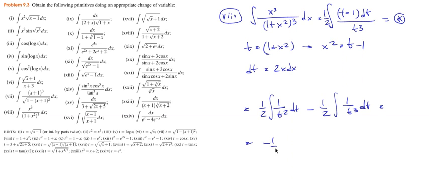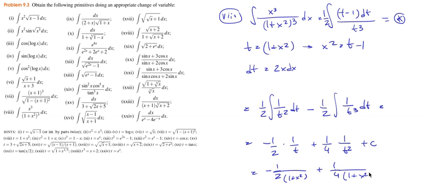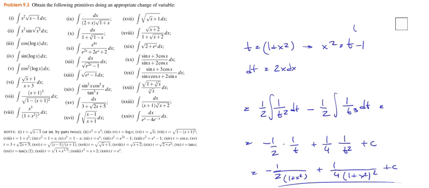Now this is minus 1 over 2 times 1 over t, and this is plus, and then you have the primitive of this is 1/2 of this, so 1/4 of 1 over t squared plus c. Now if you undo the change of variable, you have 1 over 2 times 1 plus x squared plus 1/4 of 1 plus x squared squared plus c. That is the primitive.